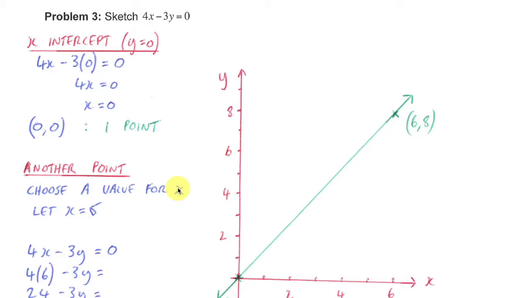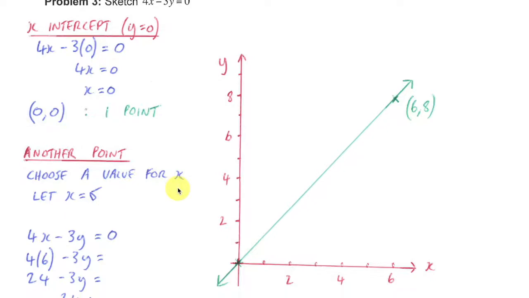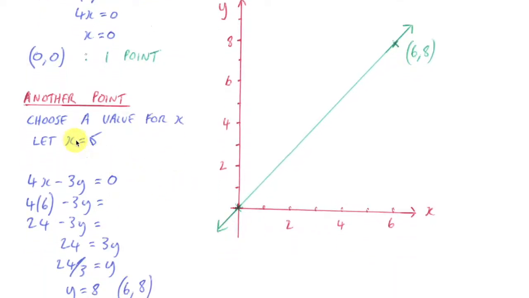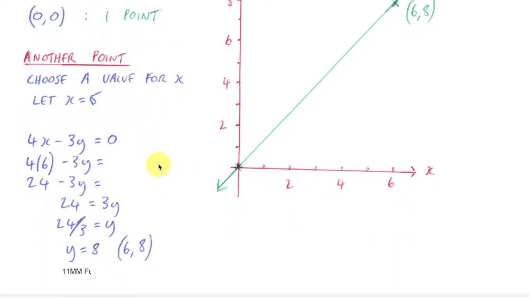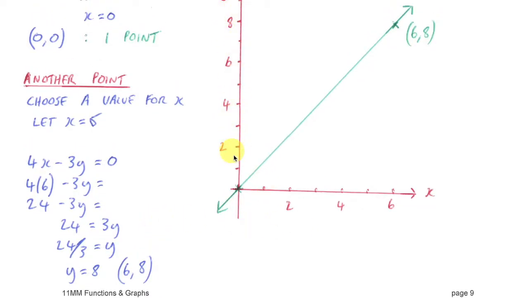And what we can do there is choose any other value of x and sub it in to establish a second point. So in this case, what's been chosen is x equaling 6. Here's my equation. I sub in x equaling 6 and establish that y is equal to 24 on 3, which of course is 8. So I now have a second point, which is (6, 8). So on my Cartesian plane, I've got 6, I've got 8, I've got my second point, I place it there, and then rule through. There's the graph.